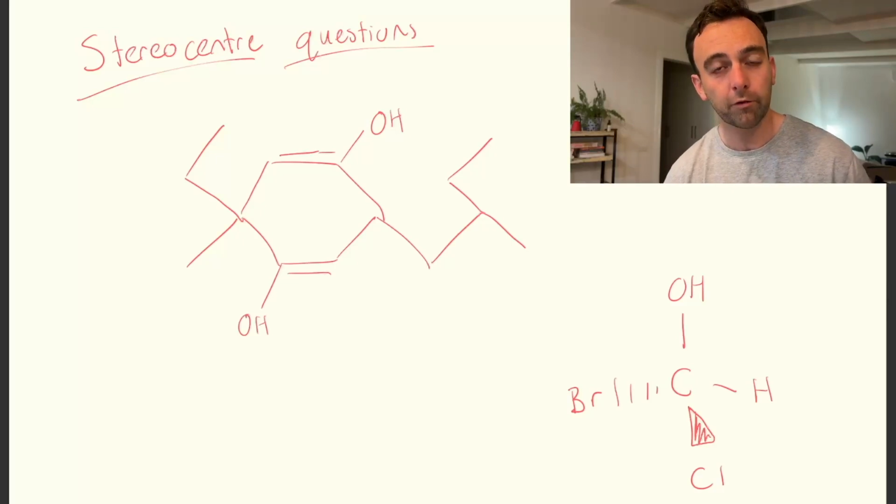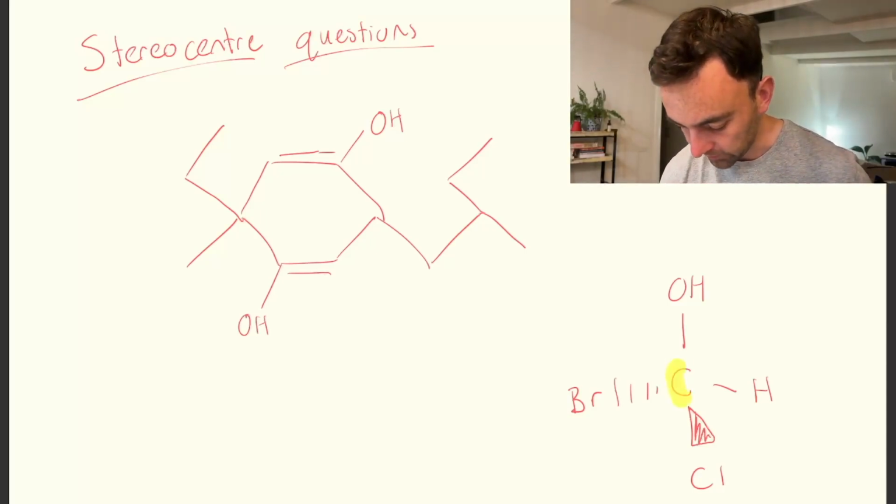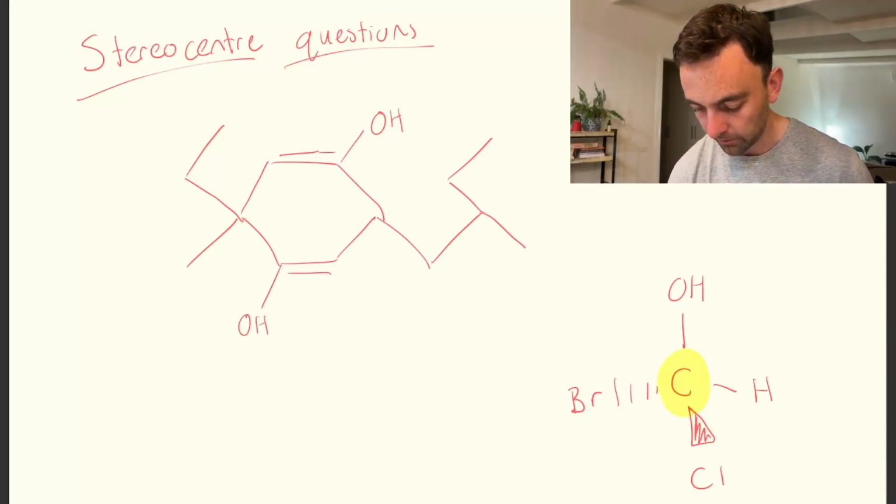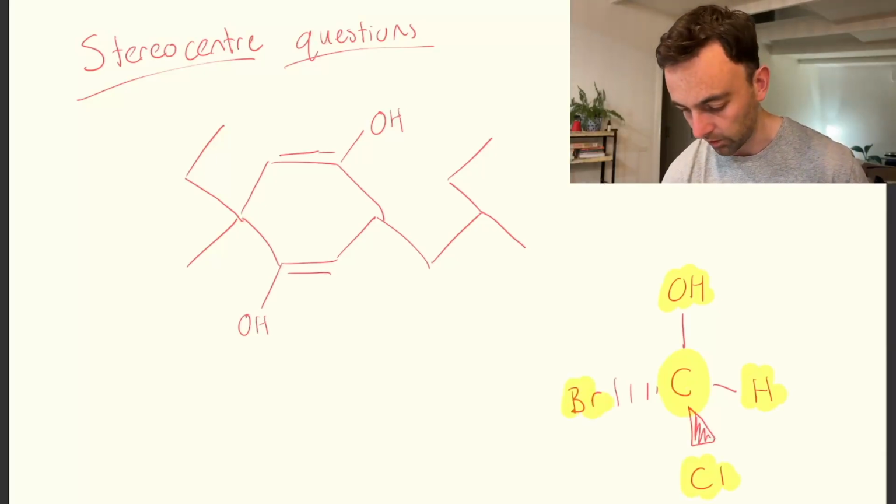All right, so the first thing that I'd like to go through are the stereocenter questions. A stereocenter is a carbon atom that is bonded to four different groups. If you look down into the bottom right, you'll see that here we have a central carbon atom and we have four different groups attached to it. We have a hydrogen, an OH, bromine, and a chloride.